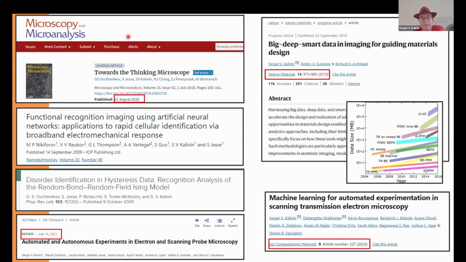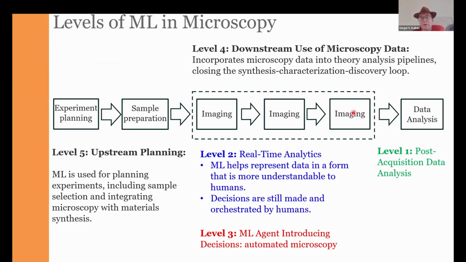So I started to work in this area before 2010. We had papers using neural networks and supervised learning before 2010. And around 2010, we started to think about integrating ML and microscopy in real time. And that has been something that I have been working on for quite a while. So based on that, there are several levels of machine learning that we can introduce in microscopy.